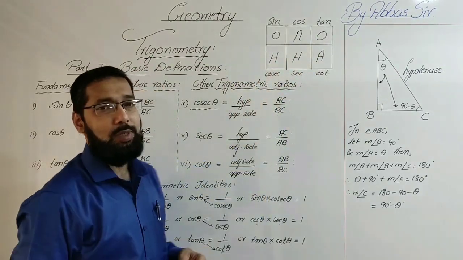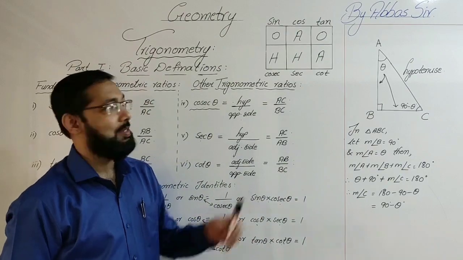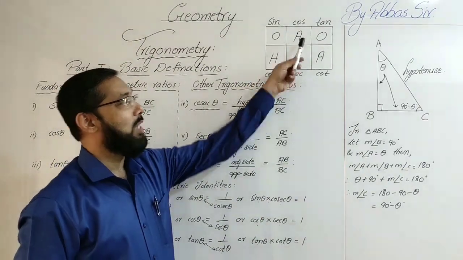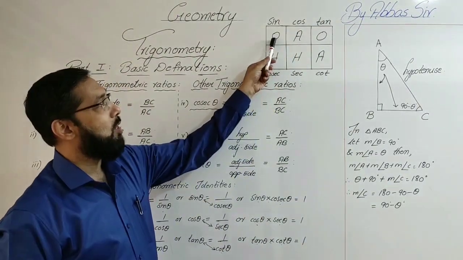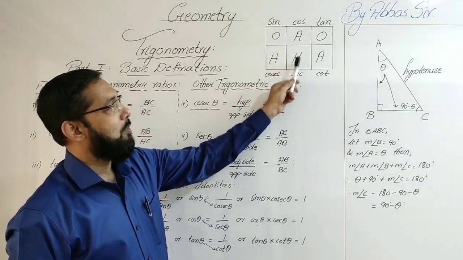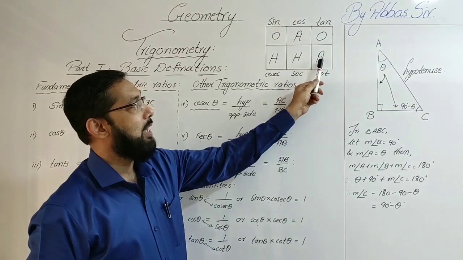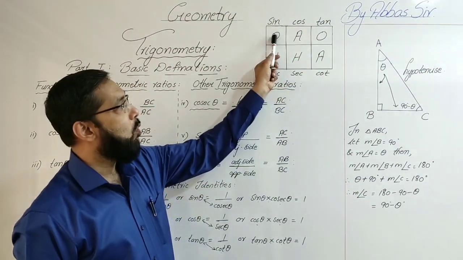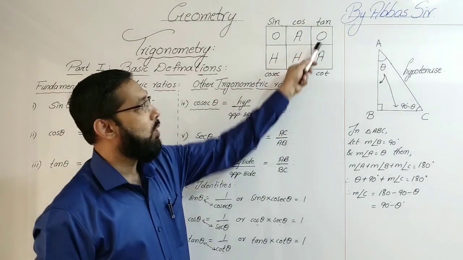You must have seen the movie Kaho Na Pyar Hai. In that it is like this: old Ritik and his old Amisha. O always stands for opposite, H for hypotenuse, A for adjacent, H for hypotenuse, again O for opposite, and A for adjacent. So it is old Ritik and his old Amisha.